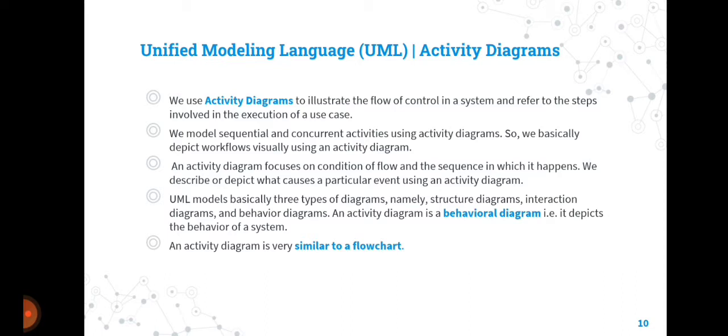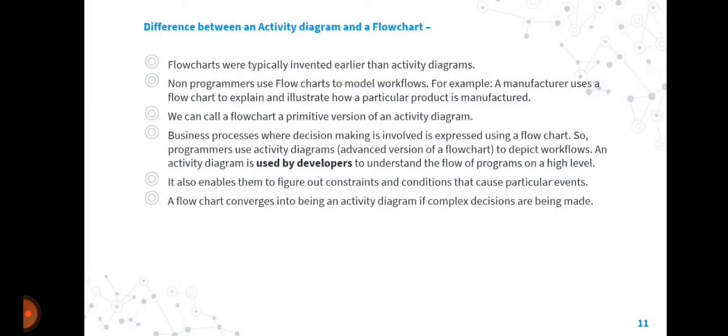UML models basically three types of diagrams, namely structure diagram, interaction diagram, and behavioral diagram. An activity diagram is a behavioral diagram, that is, it depicts the behavior of a system. An activity diagram is very similar to a flowchart.